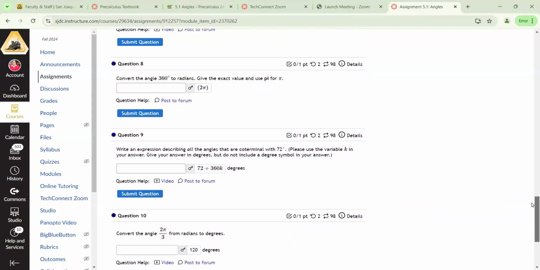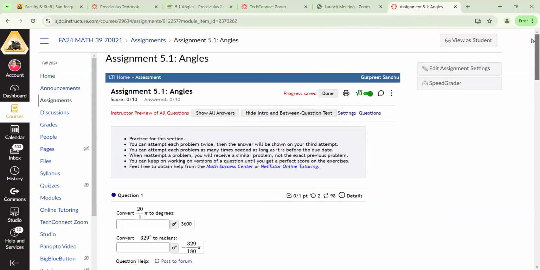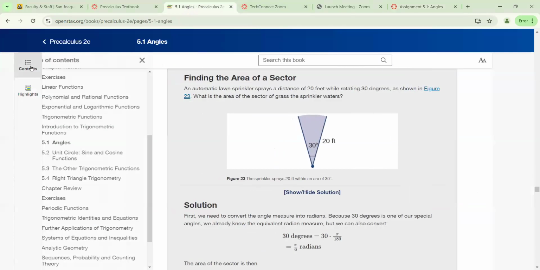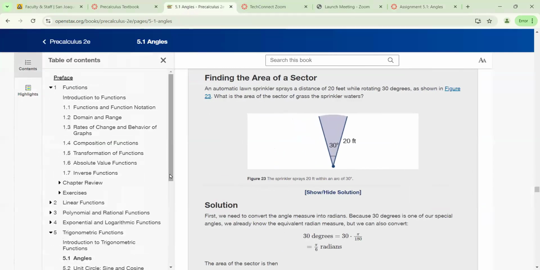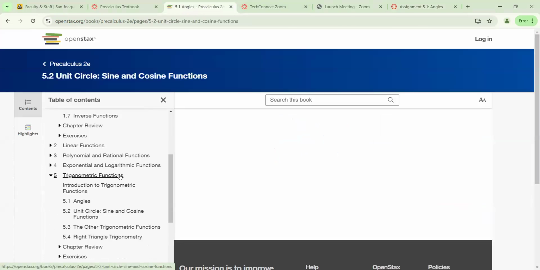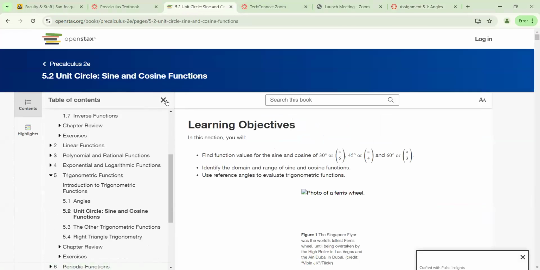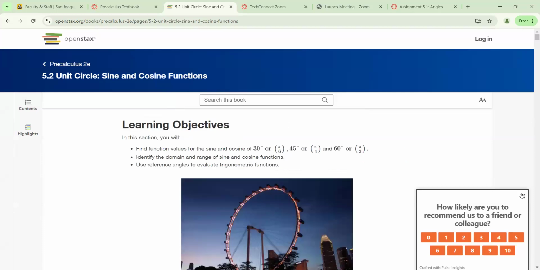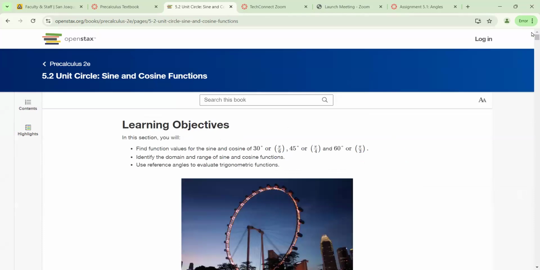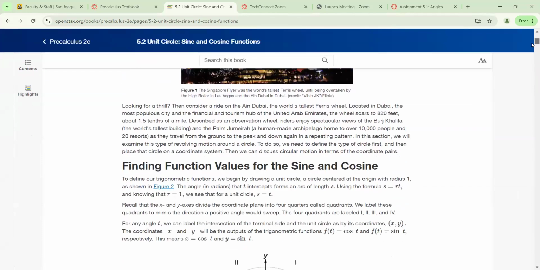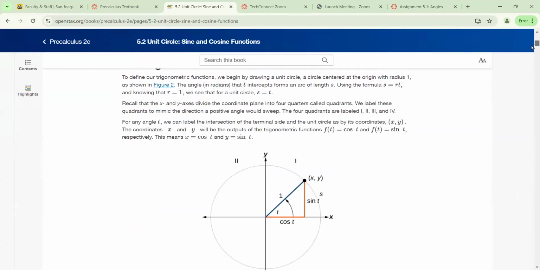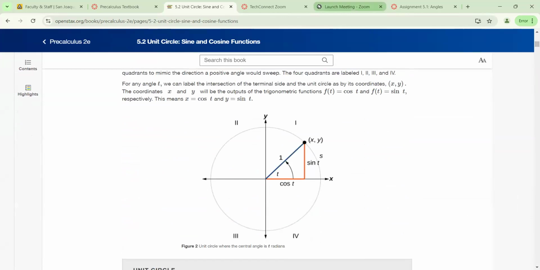Then we go further to the second section of this chapter, which is also an extension of the angles. So I'm going to take us to the book first and right here to section 5.2. The unit circle, the sine, and the cosine. We did talk about quadrants, so you know a little bit of the information already, and finding function values for the sine and cosine. So this diagram is beautiful to understand all the things right here.